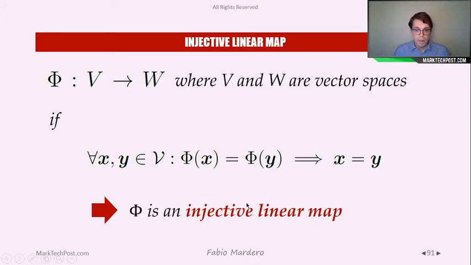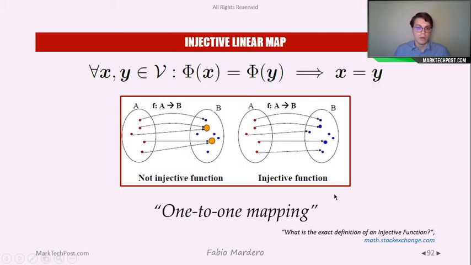We say this when we take two random vectors on V, and we see that the images on W of these two vectors are the same, then the two vectors must be equal to each other. So if this condition is verified, we talk about injective linear maps. Here we see an example.